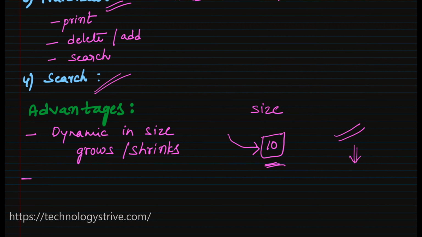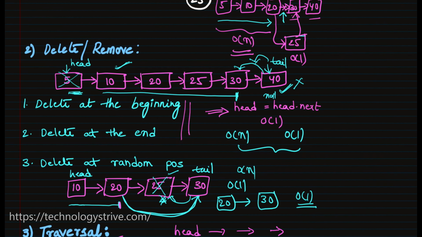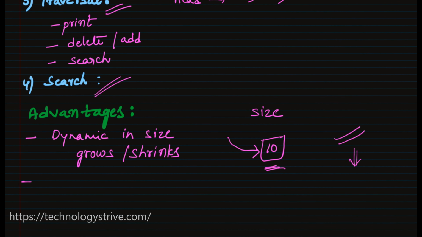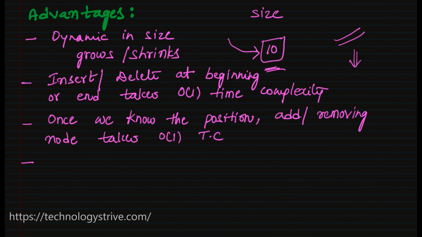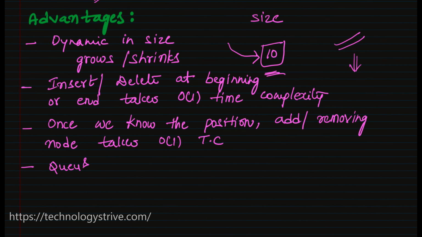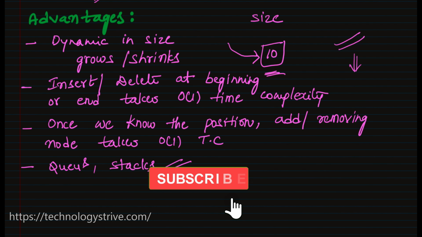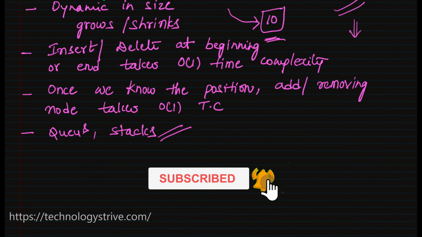The second one is, as we have already seen, adding at the end or beginning just takes order of 1 time complexity. So once we know the position, adding or removing a node takes just order of 1 time complexity. Like arrays, linked list is also a base data structure which is used to create many other data structures like queues, stacks, etc. We are going to study these data structures in detail in further lectures.